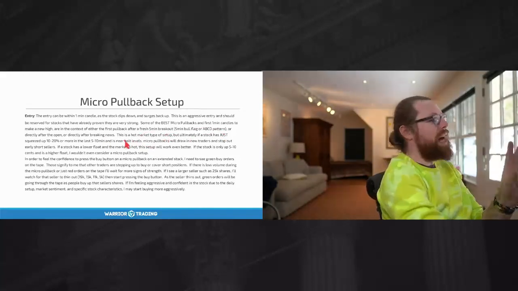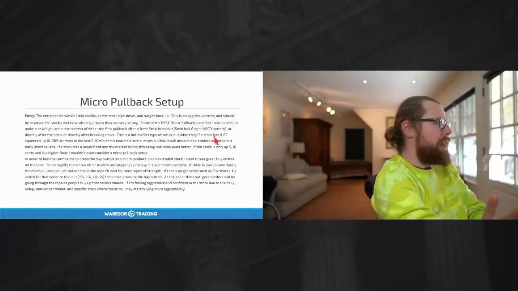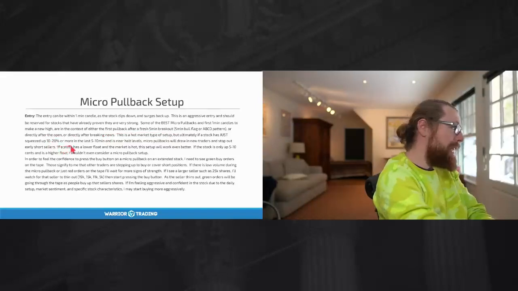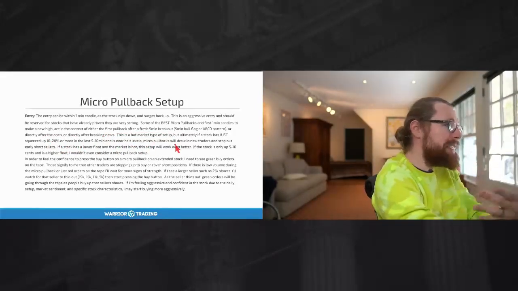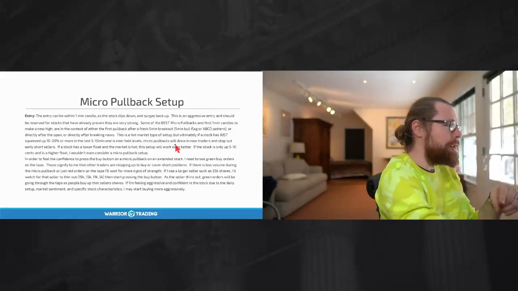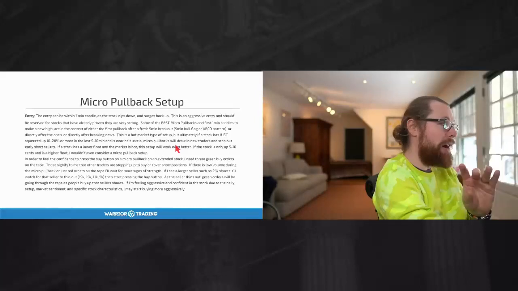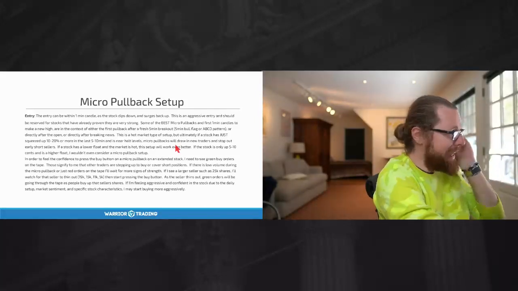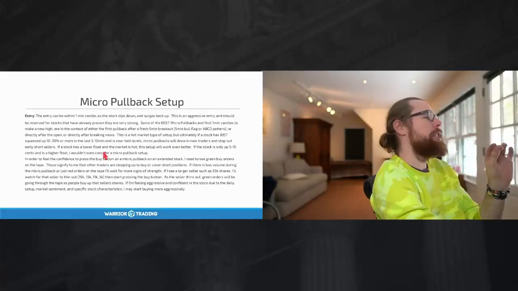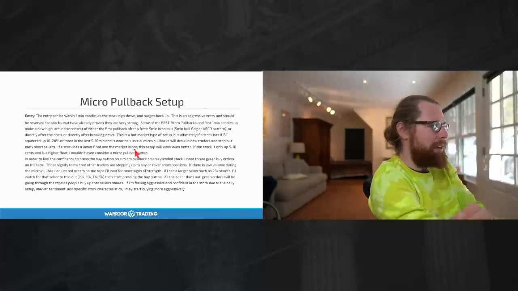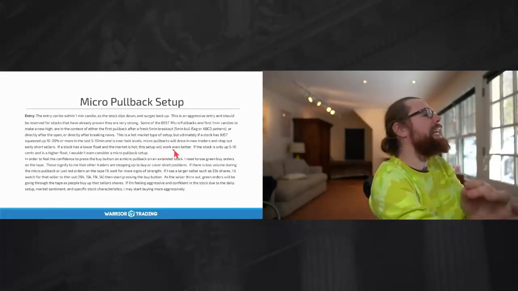So this is a hot market type of setup, but ultimately if a stock has just squeezed up 10 to 20% in the last 5 or 10 minutes and it's near halt levels, micro pullbacks will draw in new traders and stop out early short sellers. It dips for a second, maybe a moment of relief for a short seller or a moment of opportunity for a long trader, and then it keeps going. So if the stock has a lower float and the market is hot, this is a setup that will work even better.